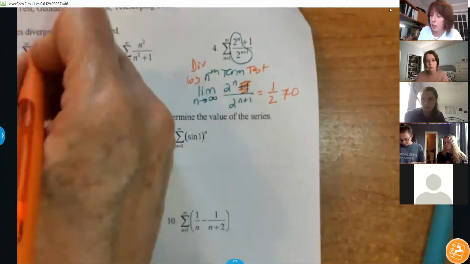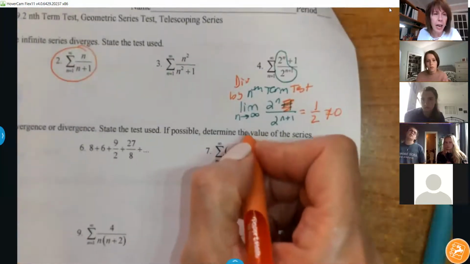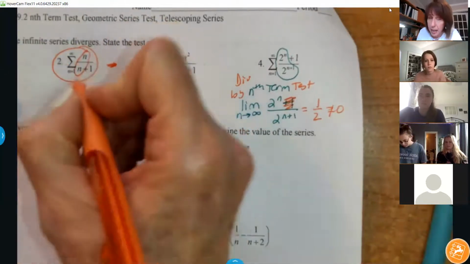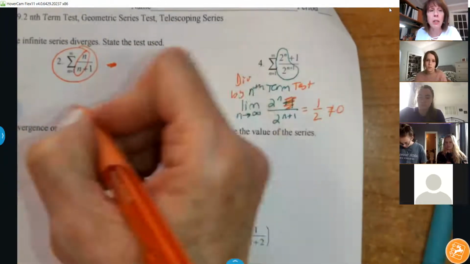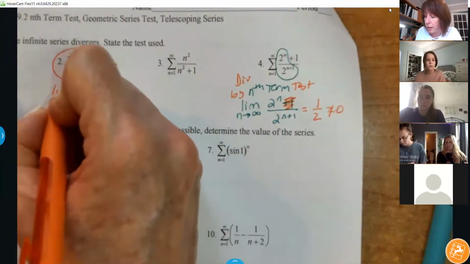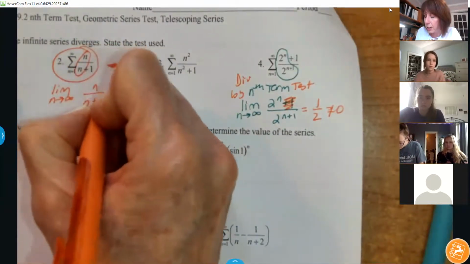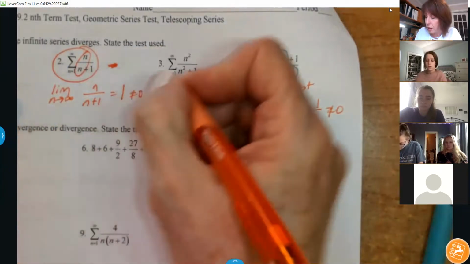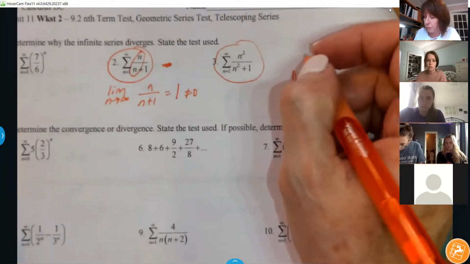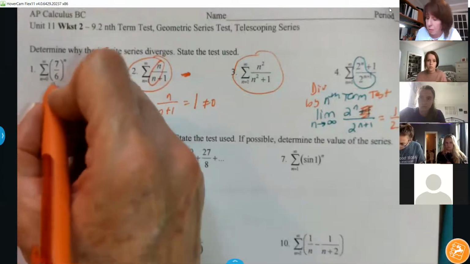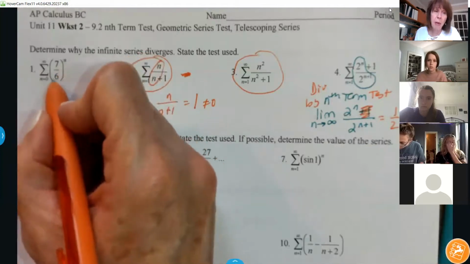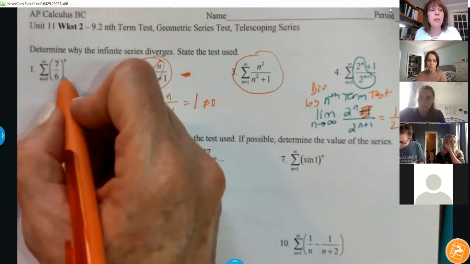When I see one like that, where as n goes to infinity, it's going to 1, I think nth term test. So the limit as n goes to infinity of that is 1, not 0. Same thing here. The limit as n goes to infinity is 1 there. Here, the limit as n goes to infinity would actually be infinity.